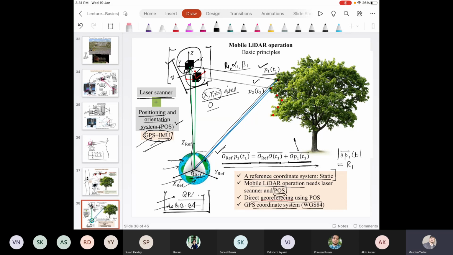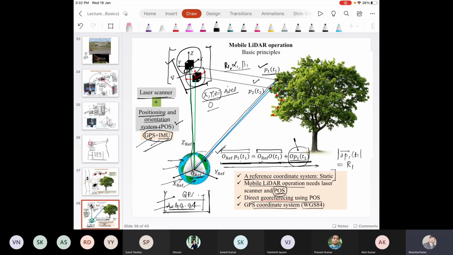Okay. See, one modification has to be done in this case. This OP1 vector should be in a reference coordinate system. Then only can the vector addition be performed. Like this OP1, if it is in a laser scanner coordinate system and the other two vectors are in a reference coordinate system, then these two vectors are in the same coordinate system while the third vector is in the laser scanner coordinate system, so this vector addition cannot be performed. So before performing this vector addition, you need to change this OP1 vector.